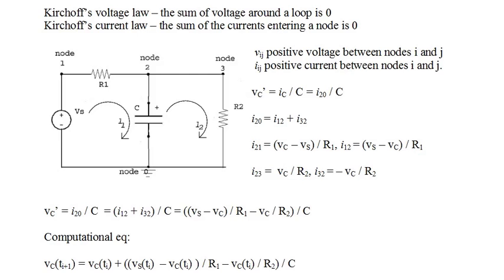Substituting into the differential equation, we have the rate of change of the capacitor voltage equals I20 divided by C, which equals I12 plus I32 divided by C, which in turn equals (Vs minus Vc divided by R1, minus Vc divided by R2), all divided by C, and that's the differential equation model that we will use. Using that differential equation, we can write the computational equation as shown.